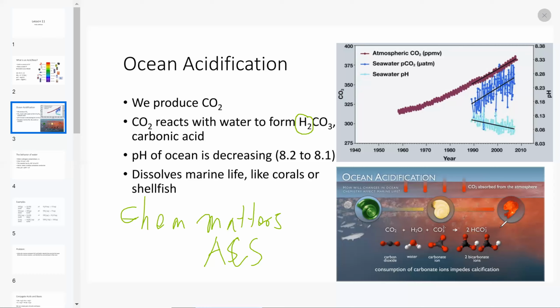So if you want to see this experiment yourself, what you can do is go to the beach, pick up a couple of seashells, and leave them in vinegar overnight. And if you measure the mass before the vinegar and measure the mass after the vinegar, you'll see a significant mass change. So a lot of the shell will actually be dissolved.